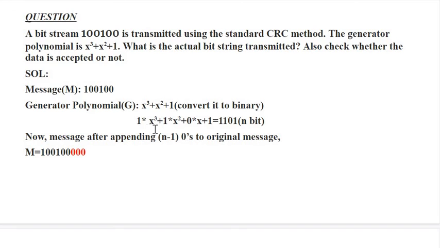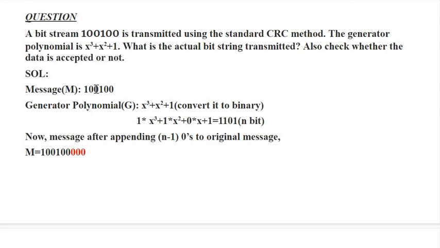Okay, so this is a question based on CRC. The question is: a bit stream 100100 is transmitted using the standard CRC method. The generator polynomial is x cube plus x square plus 1. What is the actual bit string transmitted? Also check whether the data is accepted or not. Fine, so we have to perform all the operations from sender to receiver.